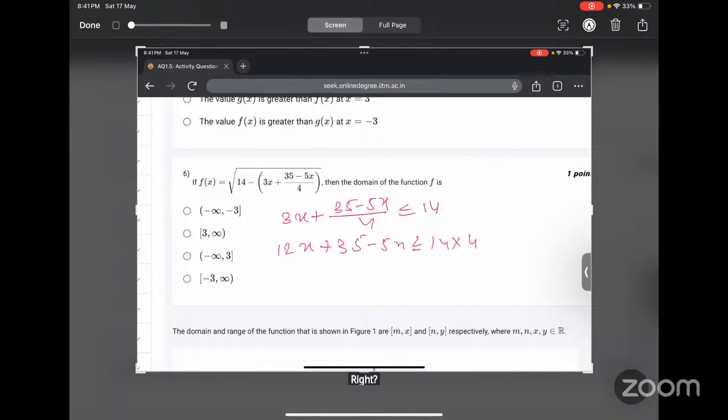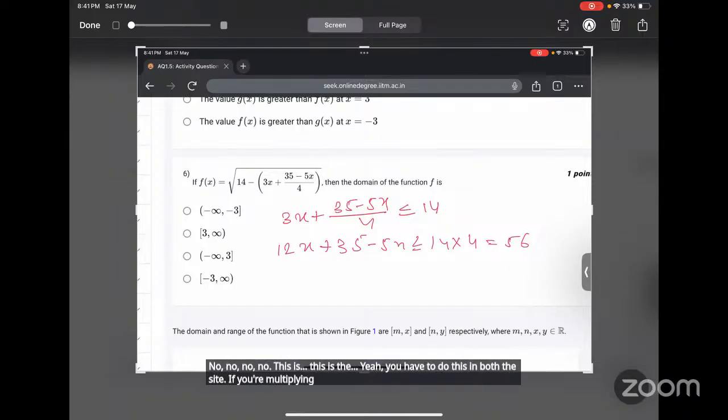Is it fine now? Yes. Usually we do only one side, so I thought why we did. This is only the one side and then it is multiplied by the other side. You have to do this on both sides. If you are multiplying a number on the left hand side, you have to automatically do it on the right hand side, right?